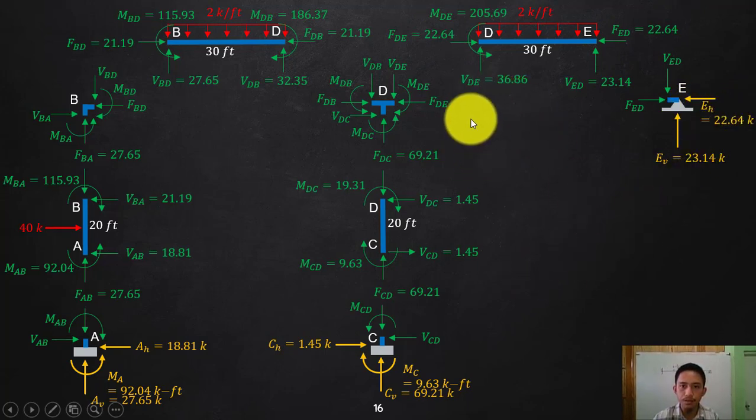Okay, and now go there to this joint. This is coming from the summation of shear here, isn't it? So 69.21, that will go down, it will go up, as a reaction, which is 69.21. Okay, why is that?